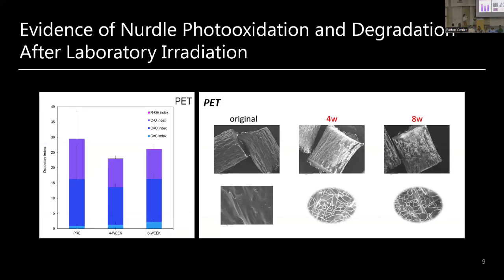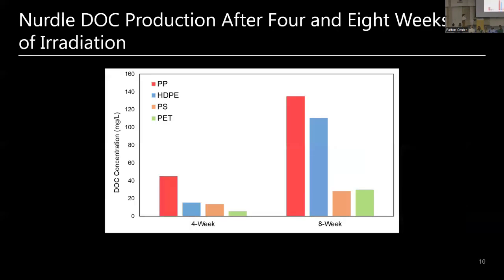So this is our PET oxidation. You can see it looks like oxidation actually went down, and then you can see there are a lot of cracks and fractures formed in that PET nurdle. So signs of photodegradation on one hand and limited signs of oxidation on the other hand. Don't really know why. We're going to try to figure that out. But yeah, a lot of different things.